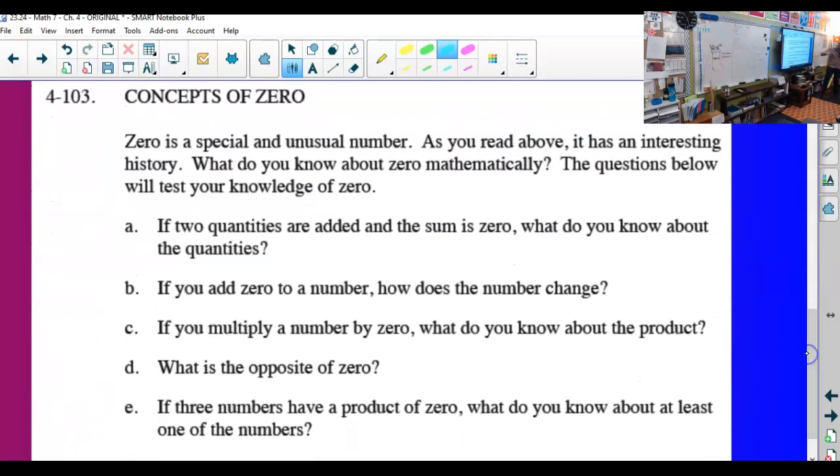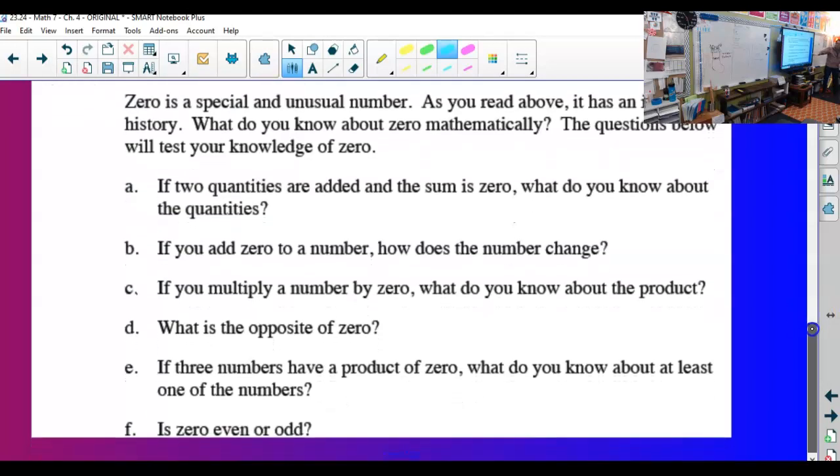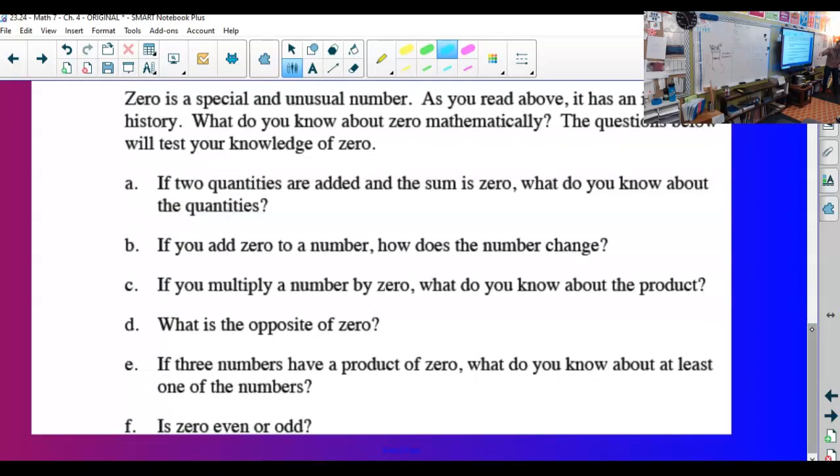So, this idea of zero is relatively new. Yes, okay, I get it. It's like 2,000 years old. But that's relatively new in human existence. Now I kind of want to hear what they were saying. But alright, if two quantities are added and the sum is 0, what do you know about those quantities? Turn to your neighbor and talk, because I'm using random cards. Emery, stop doing your homework. Got it.